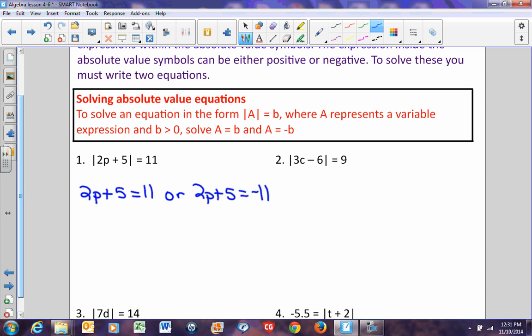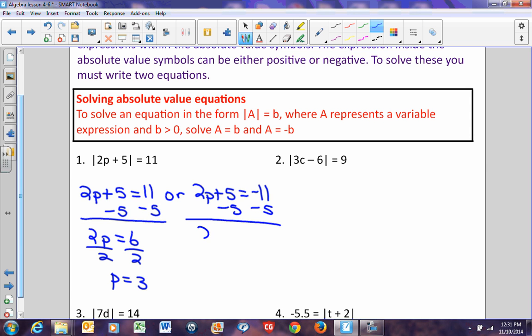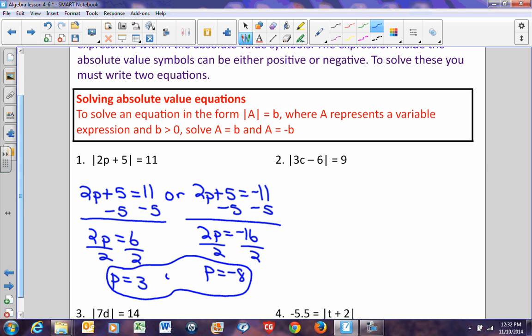Now this is a compound equation, just like a compound inequality. Subtract 5 here, so we have 2p equals 6, divide by 2, divide by 2, p equals 3. Over here, we'll subtract 5, 2p equals negative 16, divide by 2, divide by 2, p equals negative 8. So p can equal 3, or p can equal negative 8.